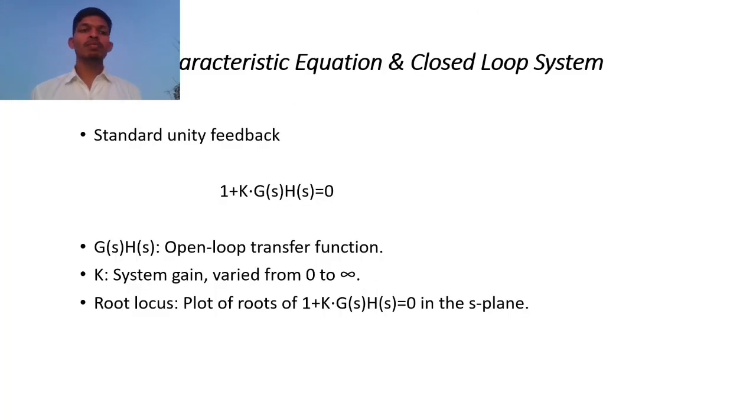Characteristic equation and closed loop system. For standard unity feedback, it is 1 plus K into G of s H of s equal to 0. G of s H of s is the open loop transfer function. K is the system gain, varied from 0 to infinity. Root locus is the roots of 1 plus K G(s)H(s) equal to 0 in the s plane.